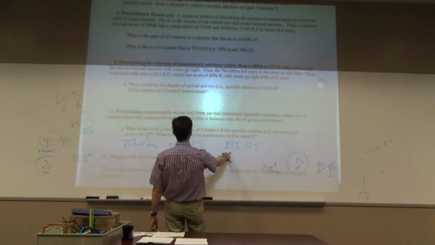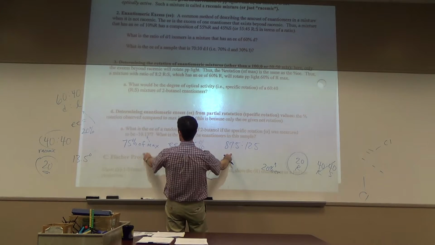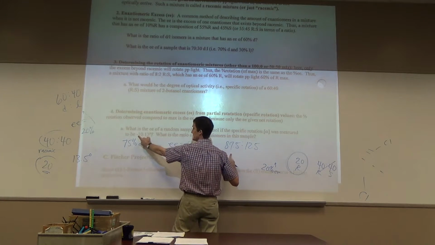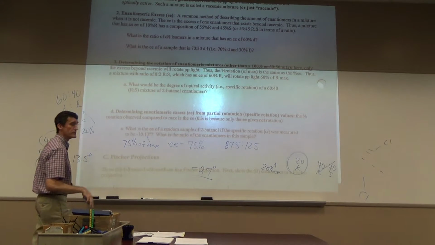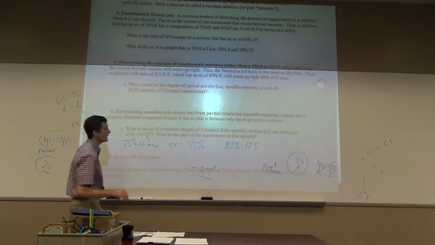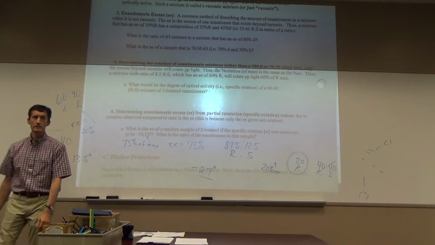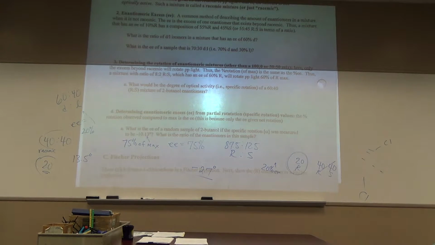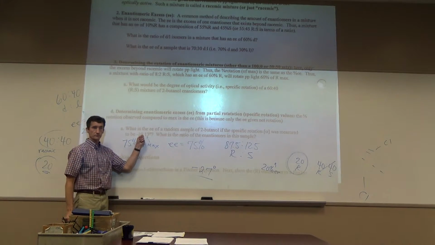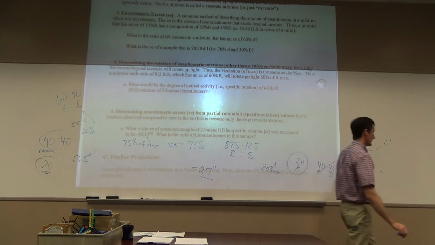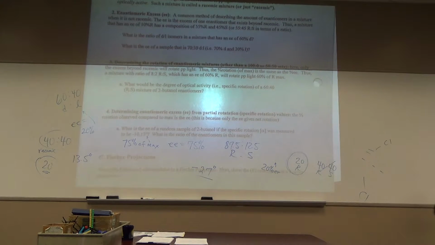Which one is 87.5? Somebody said R. It was predominantly minus, so it's predominantly the L one. Which one is L? Okay. I assume we got that correct. 87.5, 12.5. You can do this the other way. You can start here, and you should be able to get back to this number. So, that's how your optical activity can tell you about the composition of your enantiomers.